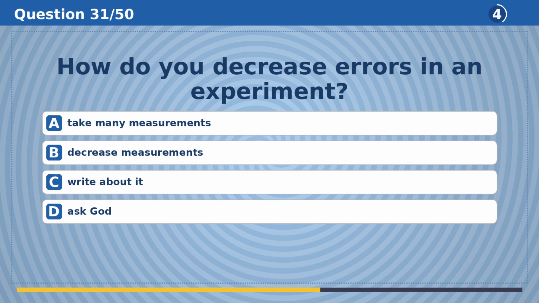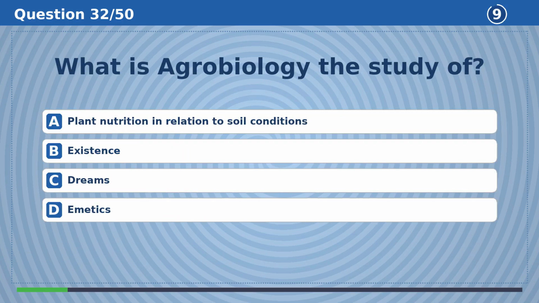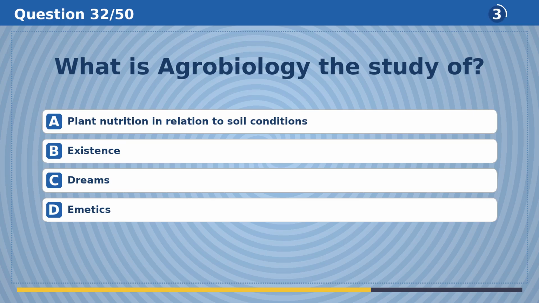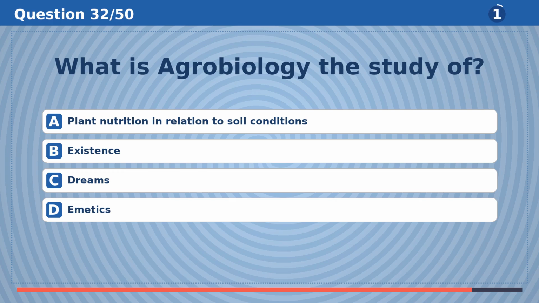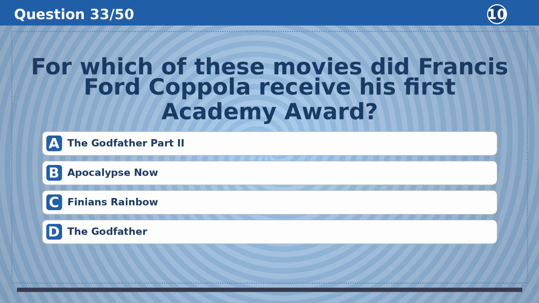How do you decrease errors in an experiment? The answer is A, take many measurements. What is agrobiology the study of? The answer is A, plant nutrition in relation to soil conditions.